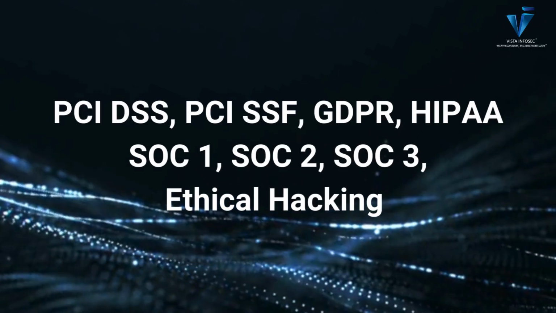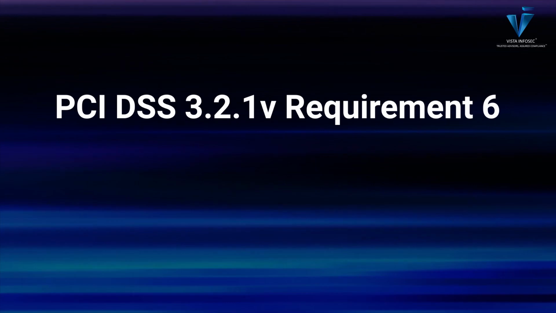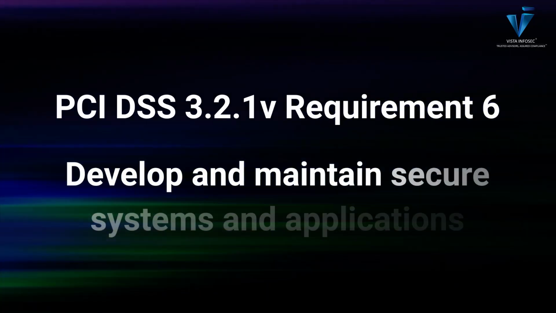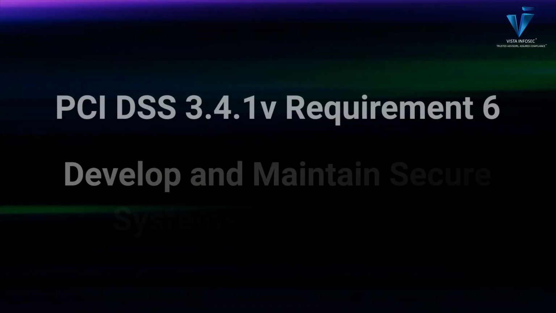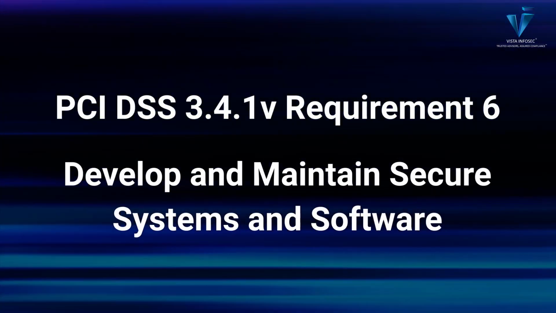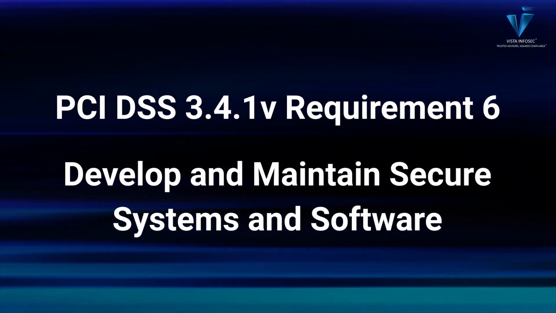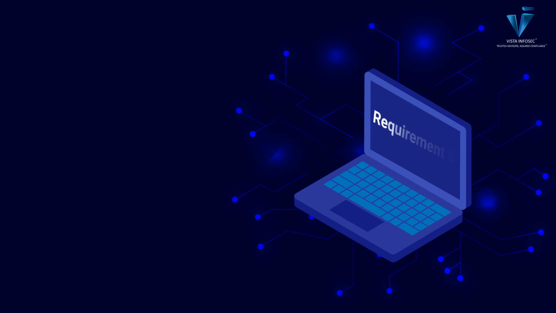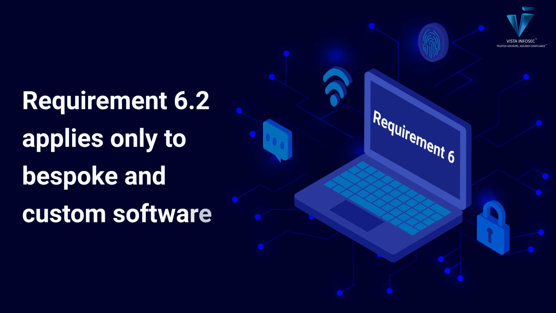So diving straight in, earlier for PCI DSS 3.2.1, requirement 6 was titled Develop and Maintain Secure Systems and Applications. Now what has happened is the title has been changed to Develop and Maintain Secure Systems and Software. So the applications became software, all right? And as a clarification, requirement 6 applies to all system components except for requirement 6.2, which applies only to bespoke and custom software. But don't worry, don't get confused. We'll go through it as we come to that requirement.